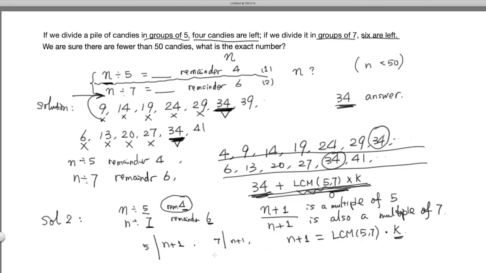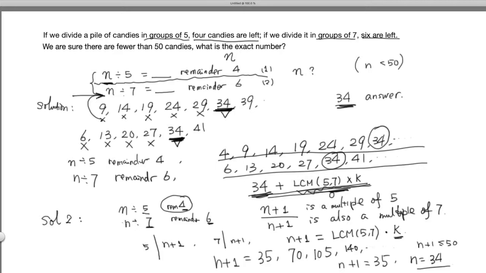A different way of saying it, n plus 1 is a multiple of the LCM of 5 and 7. LCM of 5 and 7 is 35. So n plus 1 could be equal to 35, could be 70, could be 105, could be 140, and so on. But we know that n plus 1 is going to be a number less than or equal to 50. So n plus 1 is actually indeed 35. So n equals 34.